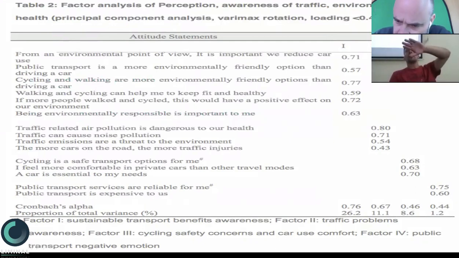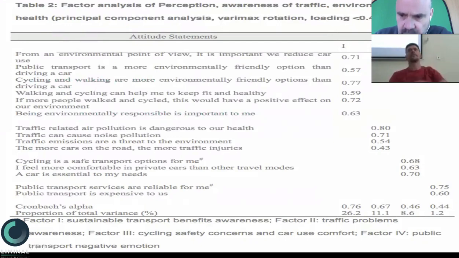So those will be items. "A car is essential to my needs" is an item that you find on the questionnaire. And those three items are related to one of the constructs from the theory. Am I right? Yeah. Sure.